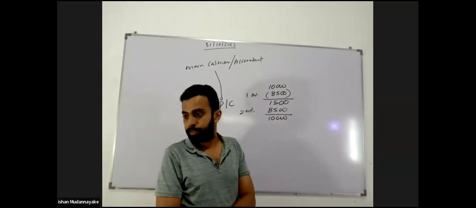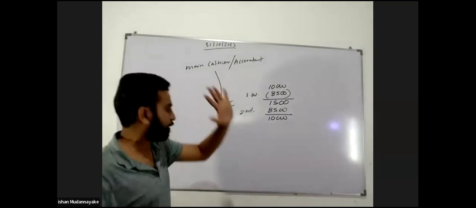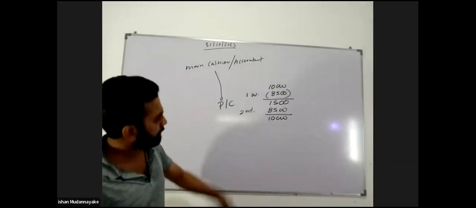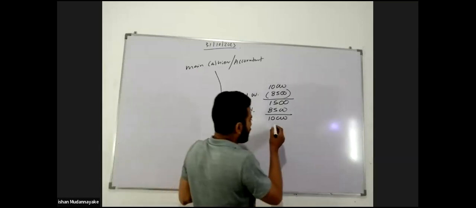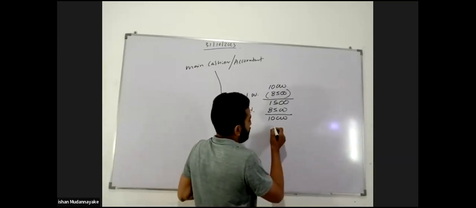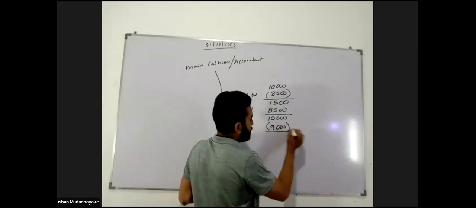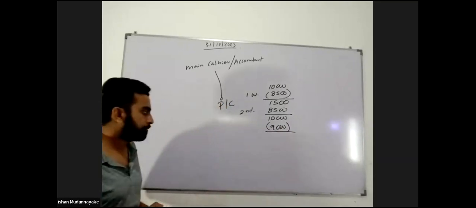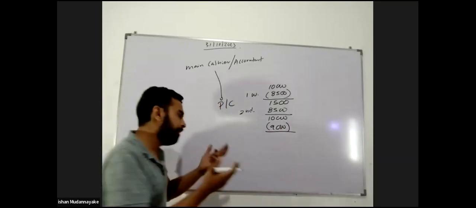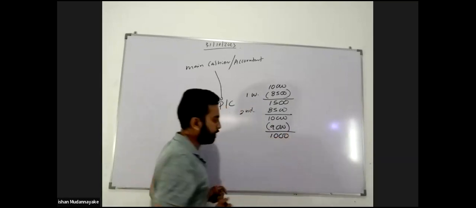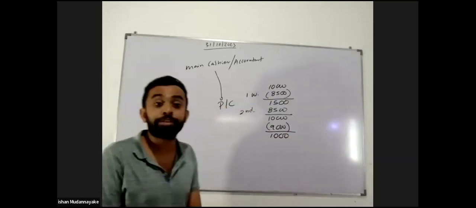10,000. The main cashier paid 8,500 to the petty cashier. Let's say in the second week the total petty cash expenses are 9,000. At the end of the second week, the remaining cash balance with the petty cashier is 1,000.